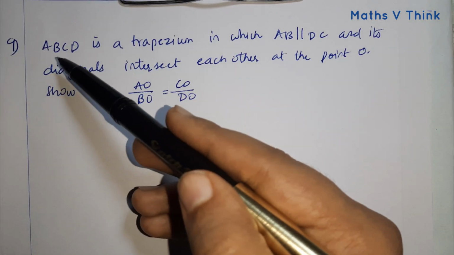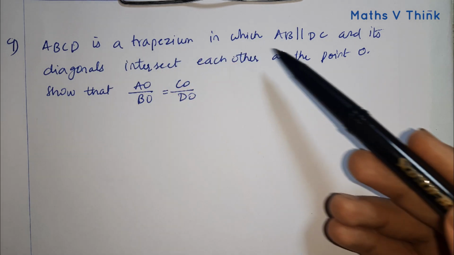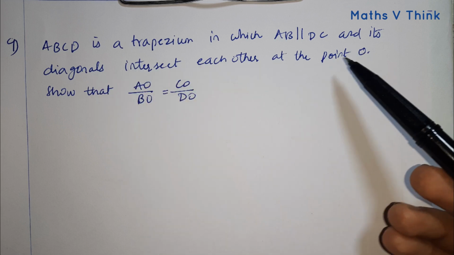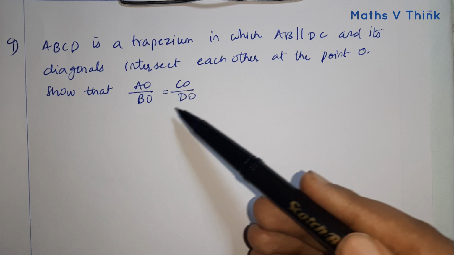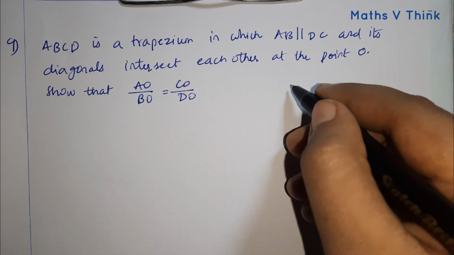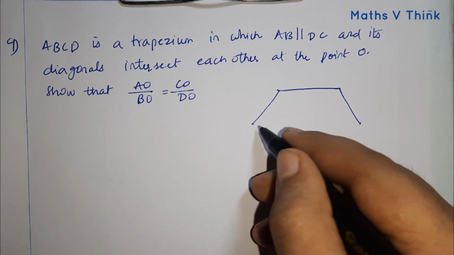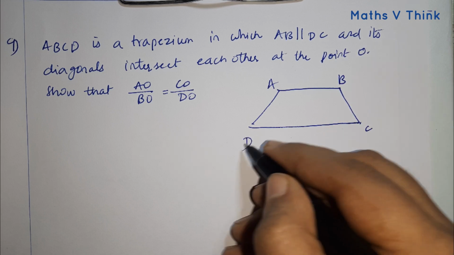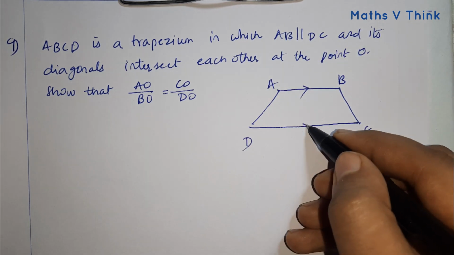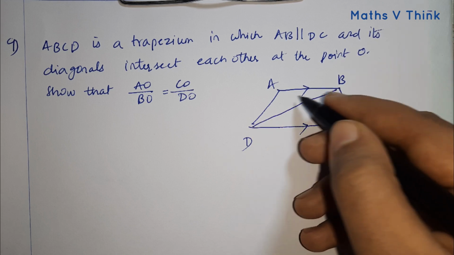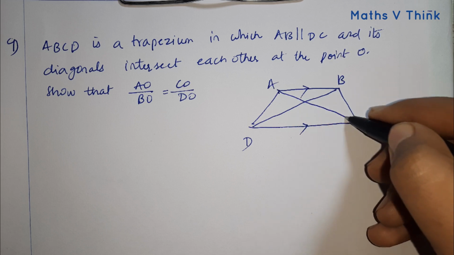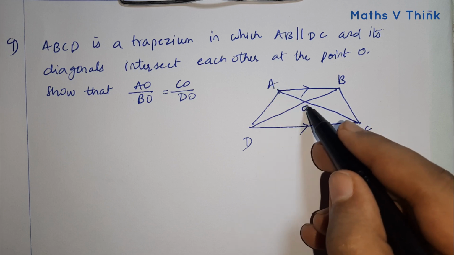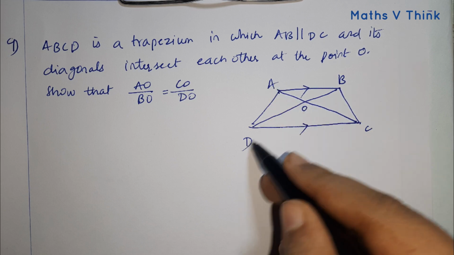The 9th question says, ABCD is a trapezium in which AB is parallel to CD and its diagonals intersect each other at the point O. Show that AO by BO is equal to CO by DO. First, we shall draw the diagram. Trapezium ABCD. They told AB parallel to DC and its diagonals intersect at O. Now, I need to show that AO by BO is equal to CO by DO.